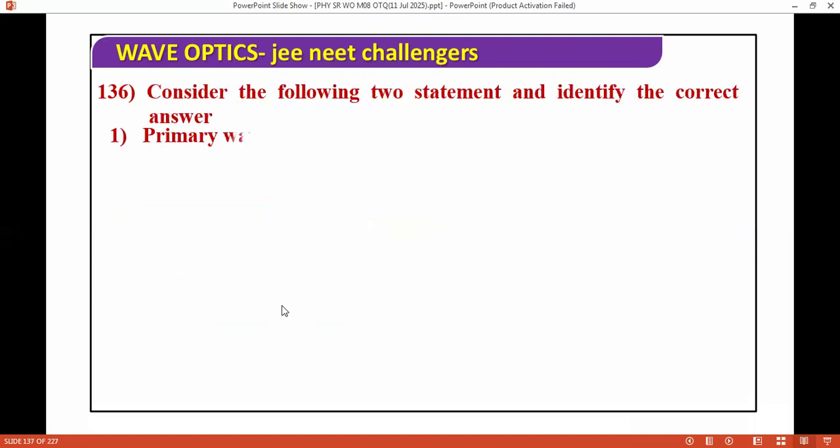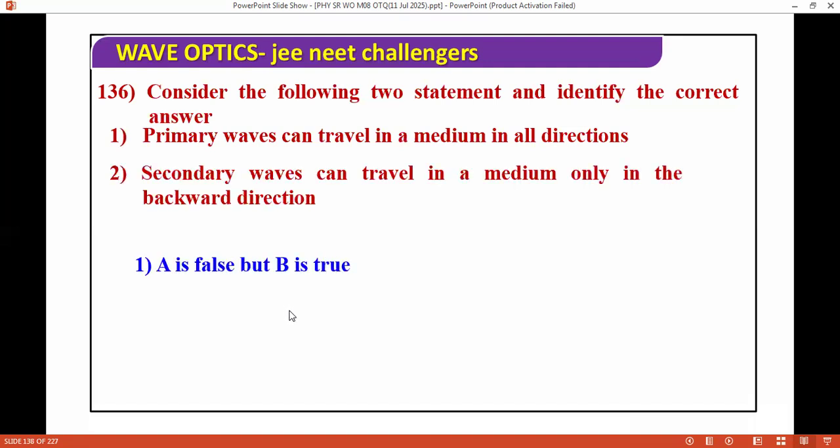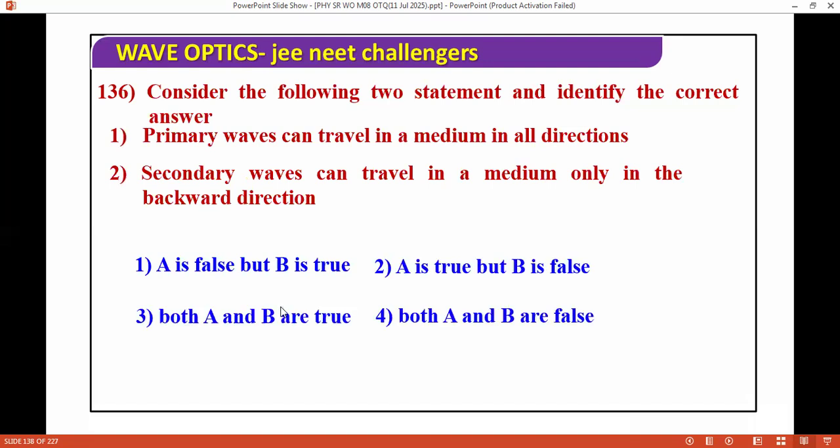Next question: consider the following two statements and identify the correct ones. Primary waves can travel in a medium in all directions. Secondary waves can travel in a medium only in the backward direction. This is an easy question; anyone can do it. So A is true, B is false. Primary waves can travel in a medium in all directions. See, this is true. Secondary waves can travel in a medium only in the backward direction. This is wrong.